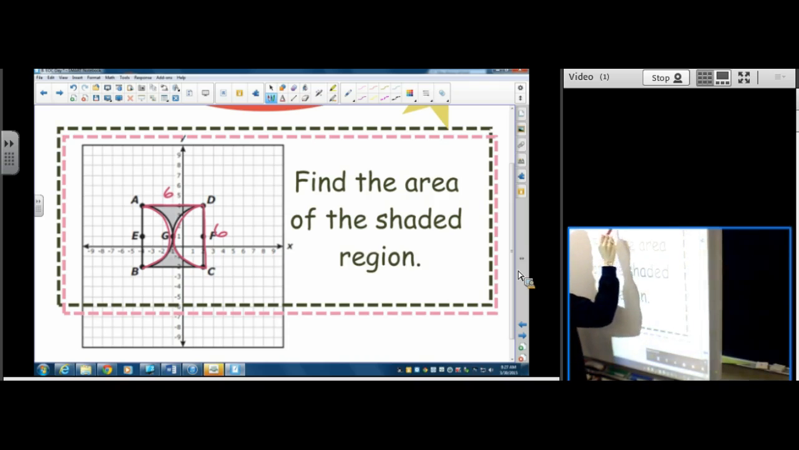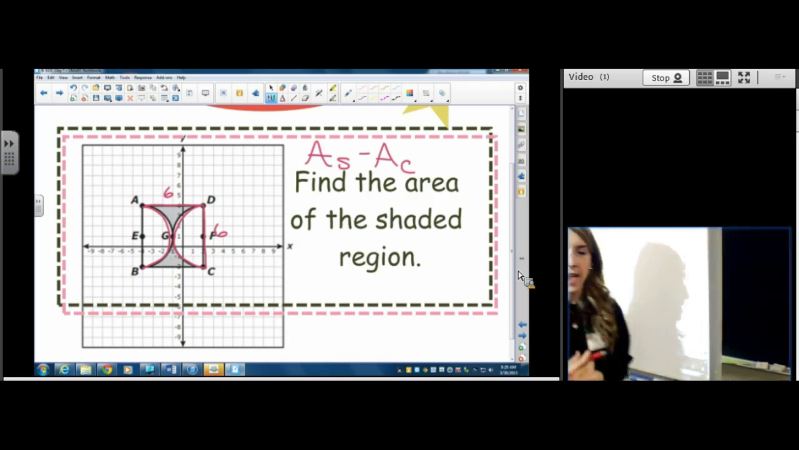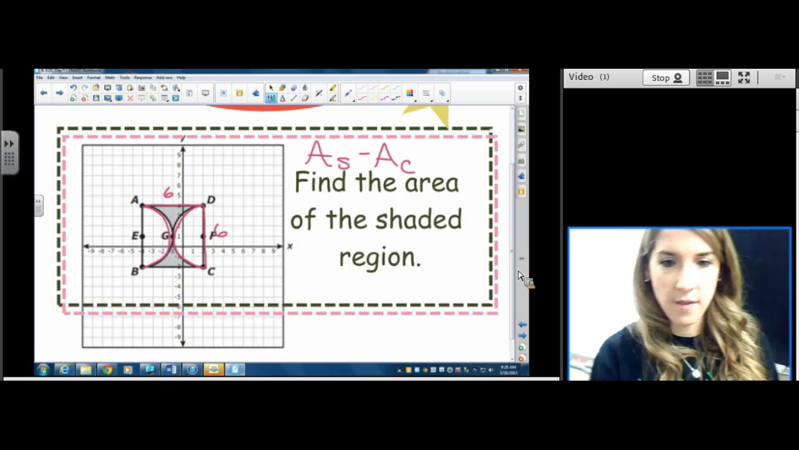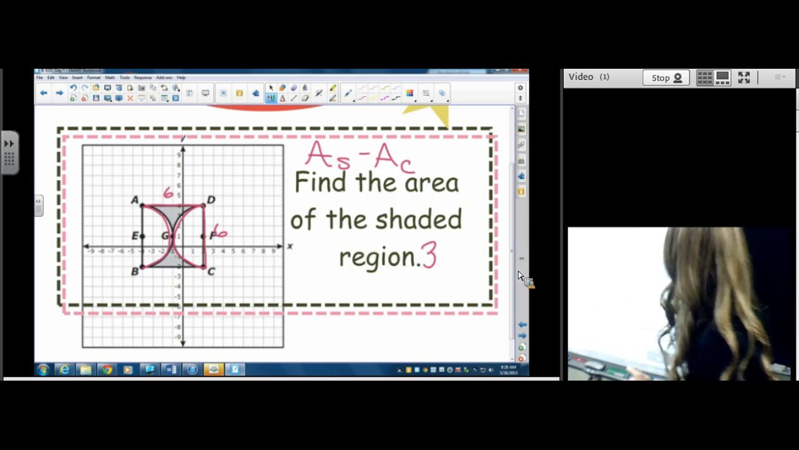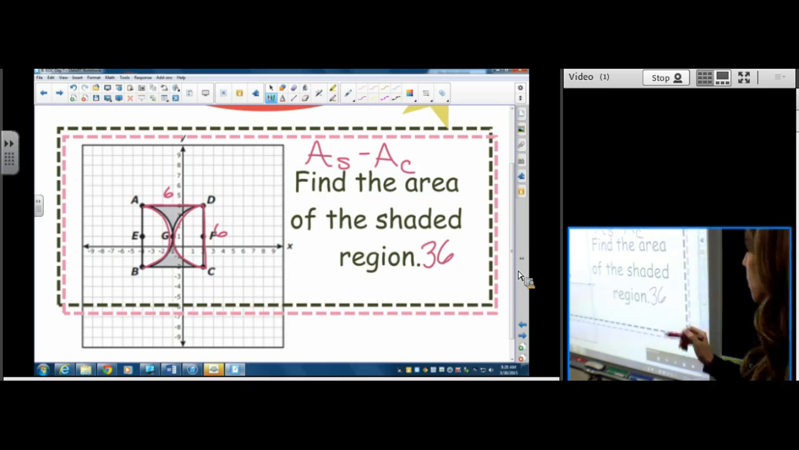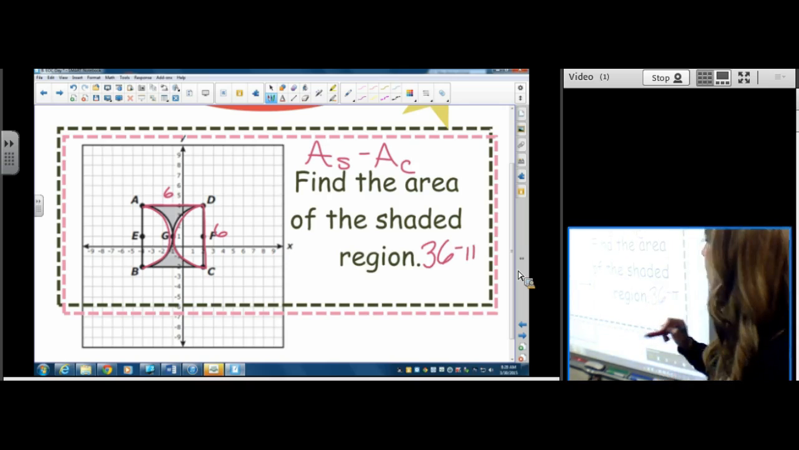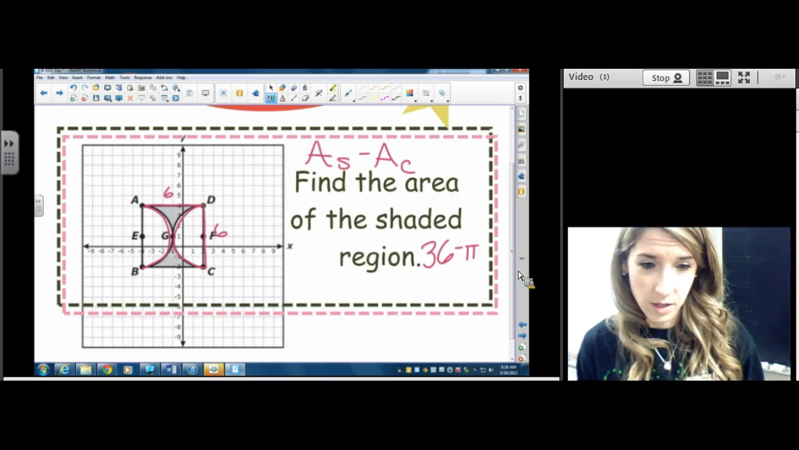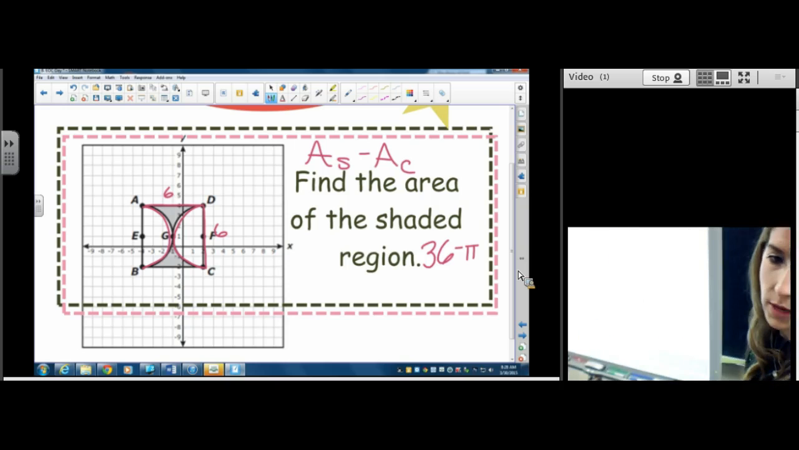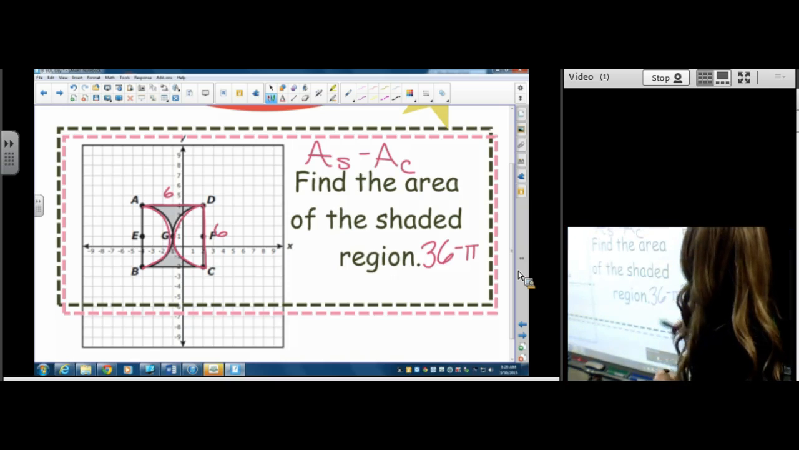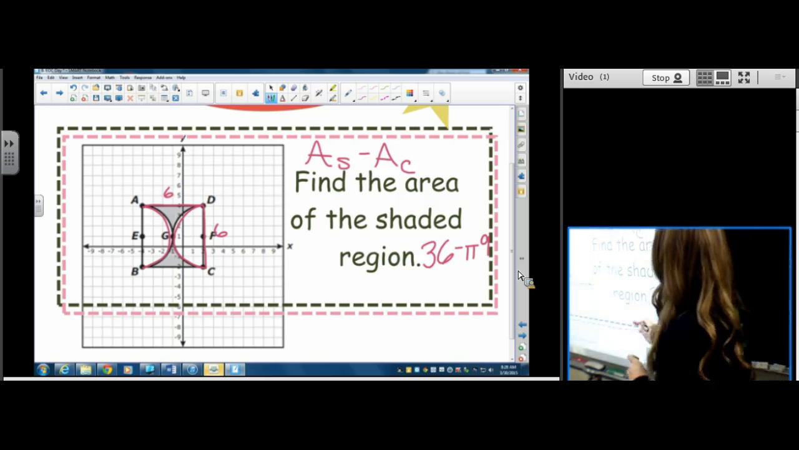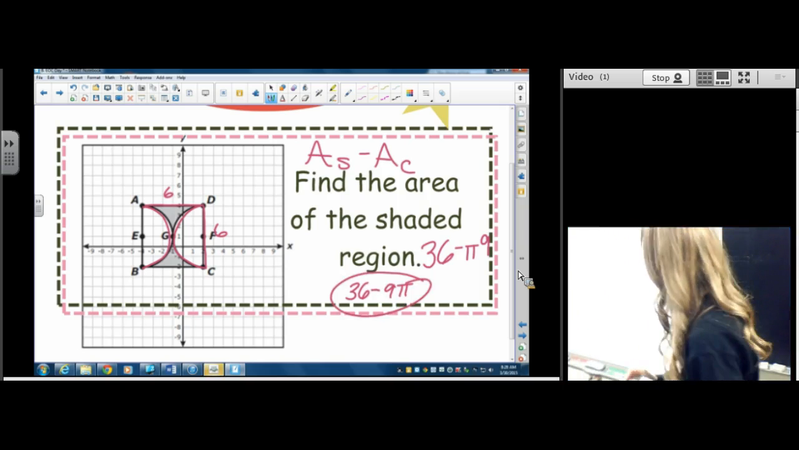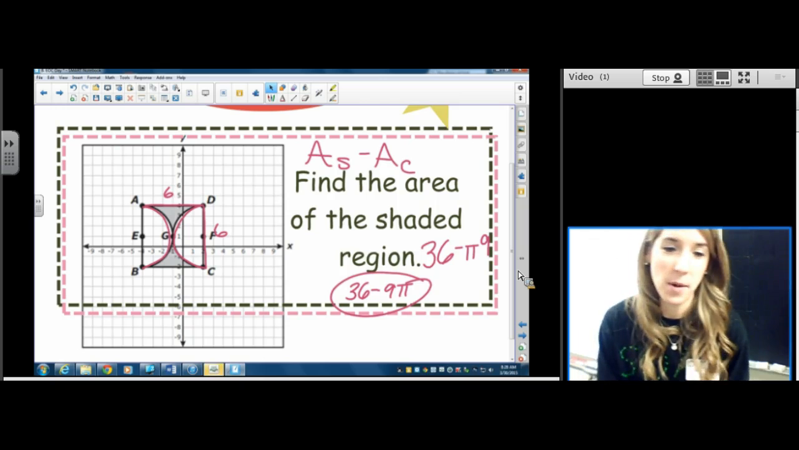So it looks like we're going to find the area of the square minus the area of a circle, because two halves make a whole. Okay, so the area of the square would be 36. The area of the circle would be pi r squared. So the radius of that circle would be half of the diameter. So the radius would be 3 squared. So if we wanted to write our answer a little bit better, it would be 36 minus 9 pi. We were not going to combine that because we want to keep our answer exact.